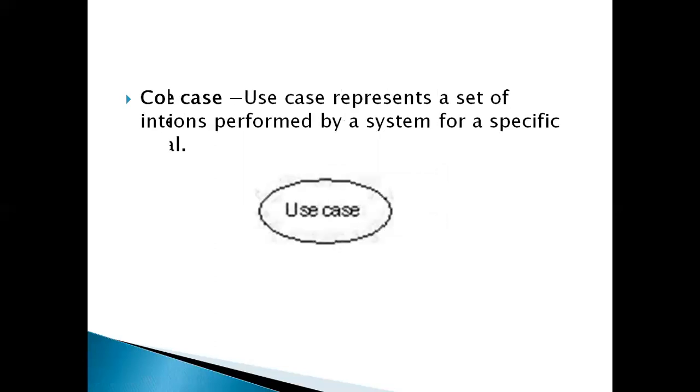Collaboration. Collaboration defines an interaction between elements. This is the symbol of collaboration. Use case. Use case represents a set of actions performed by a system for a specific goal. This is the symbol of use case. It is ellipse shape. Here we can write the use case name.